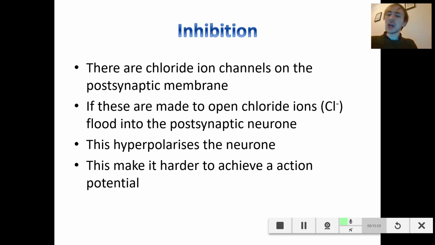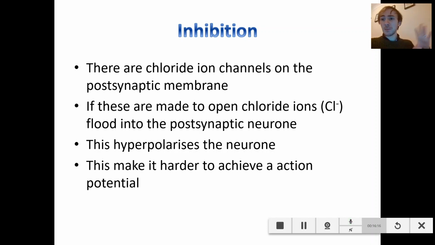GABA, G-A-B-A, or a different inhibitory neurotransmitter. There are a few. We're not going to learn about any of them, to be honest, not even GABA. But broadly, they all work in a similar way. They're going to release chloride ions into the postsynaptic membrane. So it works in the same way.